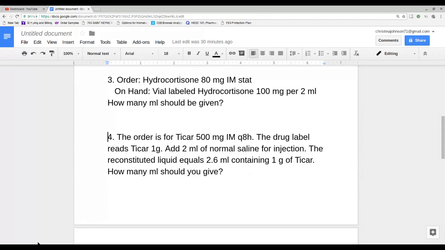So how many milliliters should be given? It should be 1.6 milliliters given per dose for this problem. All right, you guys. So number 4.